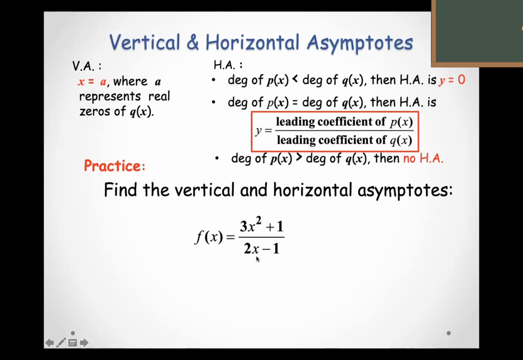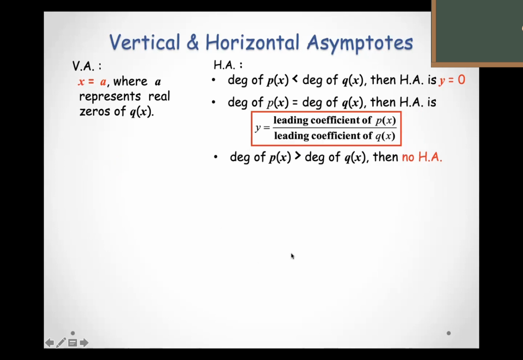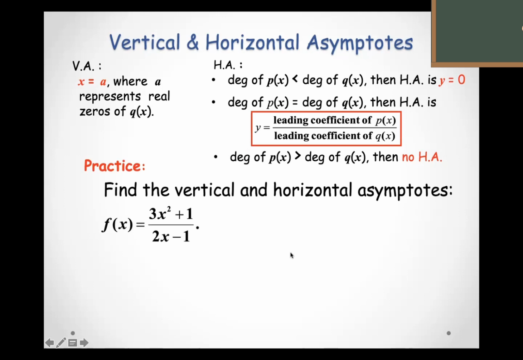So, here, 2x minus 1, look at the denominator. Equate it to 0. 2x minus 1 equals 0. Then, add 1 to both sides. I don't have my writing pad here. So, solve for x here. Equate to 1 and then divide by 2. So, x equals 1 half. But, look at the degree here. The degree of the numerator is greater than the degree of the denominator. So, there's no horizontal asymptote.